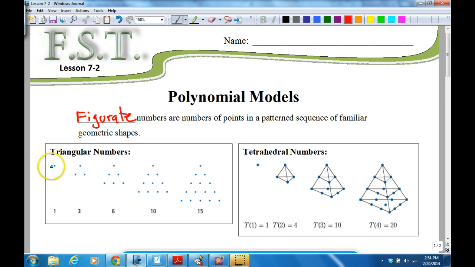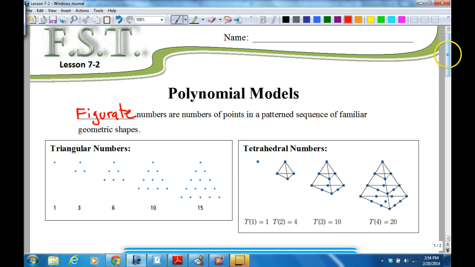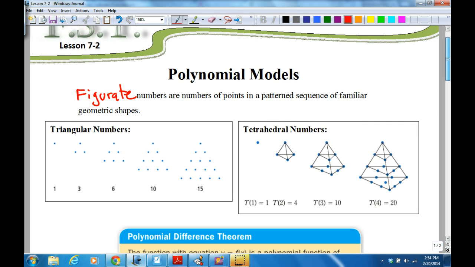So notice we're starting with a 1 point. Then we're adding 2 more points to it. And notice it's staying in which shape? Triangle. Thus they're called triangular numbers. Okay. This one is tetrahedral because it has 4. But that's like a pyramid with a triangle base.